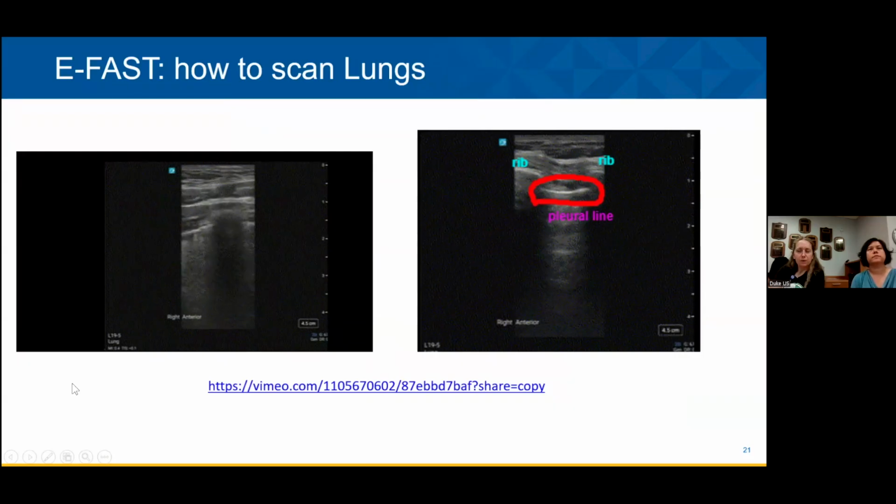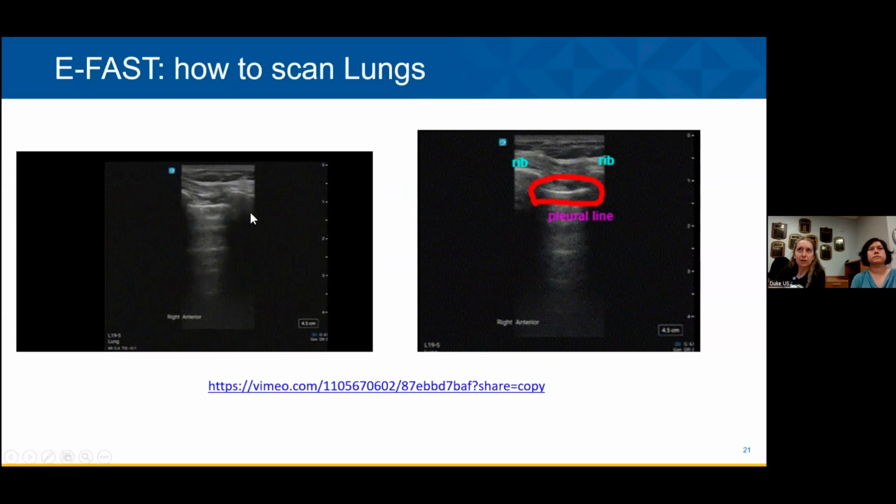And then the last part of the EFAST is the lungs. So assessing for pneumothorax or pleural effusion, and we'll show some images of those. So when you are scanning the lungs, typically we'll use the linear probe. So I do change probes during my EFAST exam if I have time.